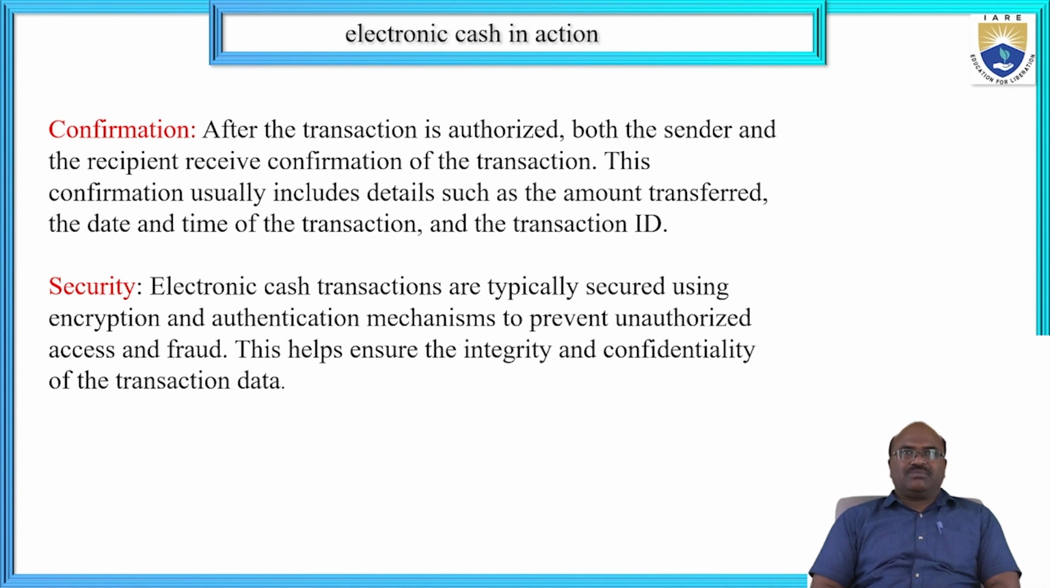The next thing is called confirmation. What is confirmation? It is how to confirm whether the amount is transferred or not. After the transaction is authorized, both the sender and receiver receive the confirmation of the transaction. Such an entire process is called the confirmation process. This confirmation usually includes details such as the amount transferred, the date and time of the transaction, and the transaction ID. It displays the transaction ID, the time and date, how much amount is transferred, and when it was transferred and received. All those data are available in online transactions in digital format. So confirmation is also a most important thing in electronic cash in action.